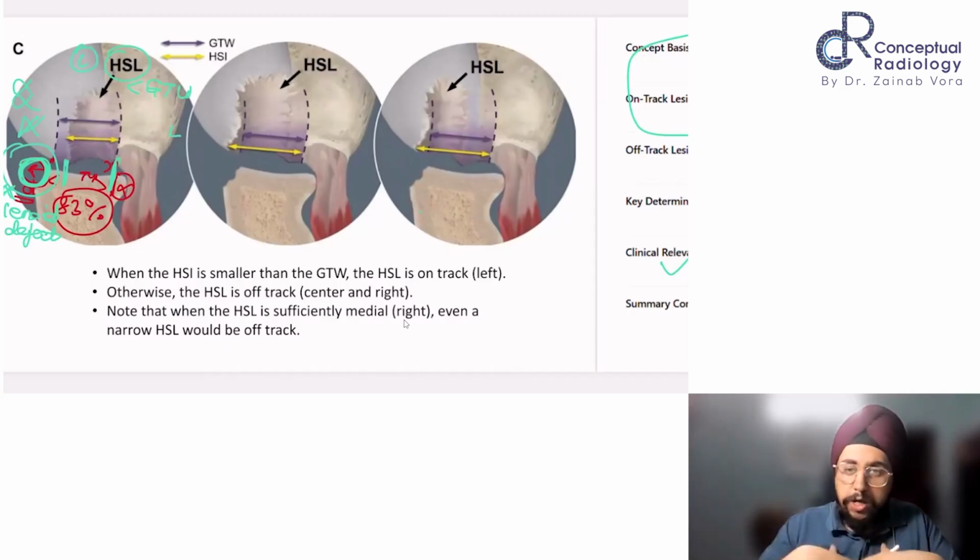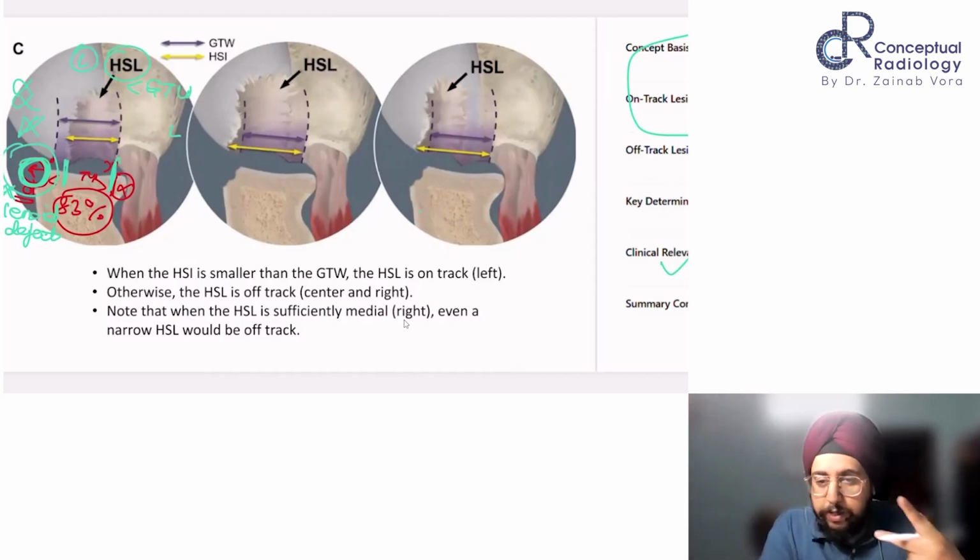Okay? So our job as a radiologist is to define the prognosis of the patient. If it's an off-track lesion, he has to undergo a bony surgery also. If it's an on-track lesion, we'll just go with the labral repair, and no bony repair has to be done in that case.